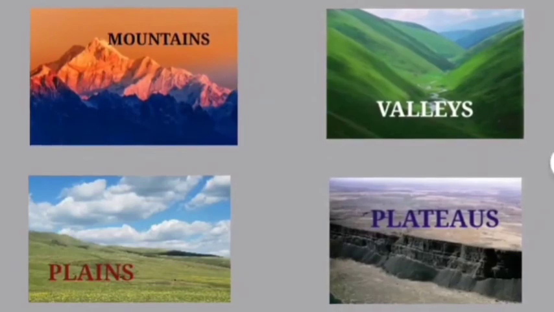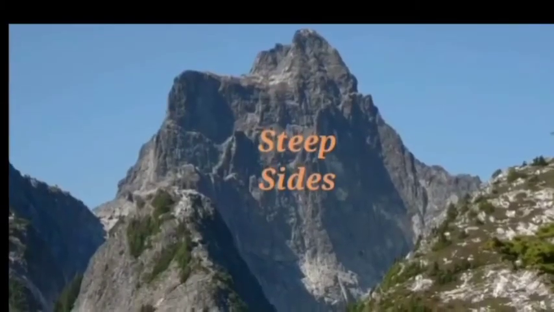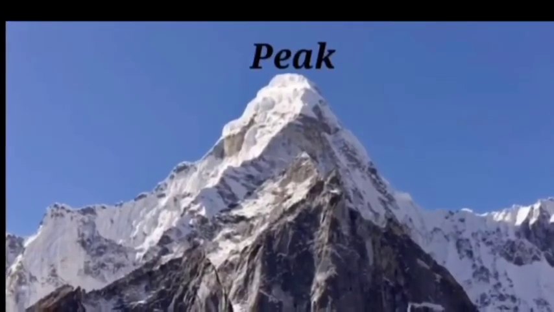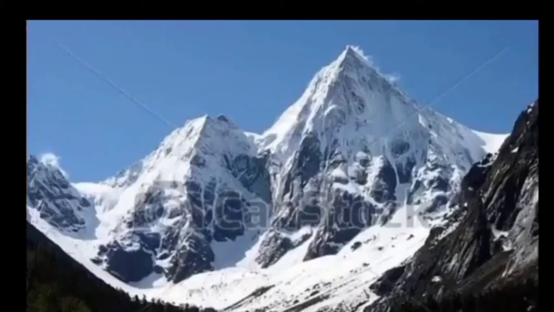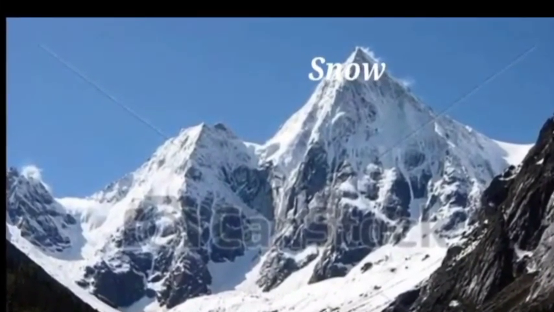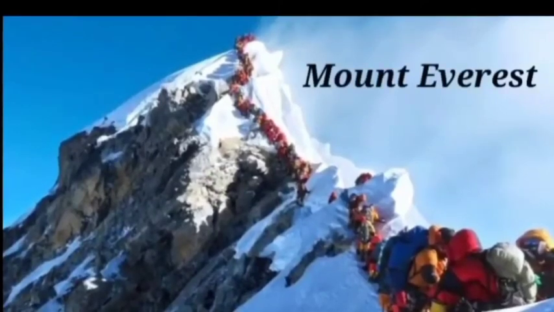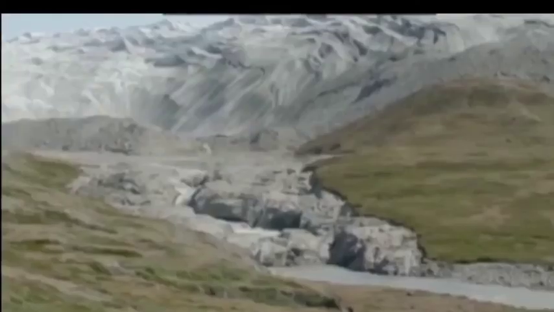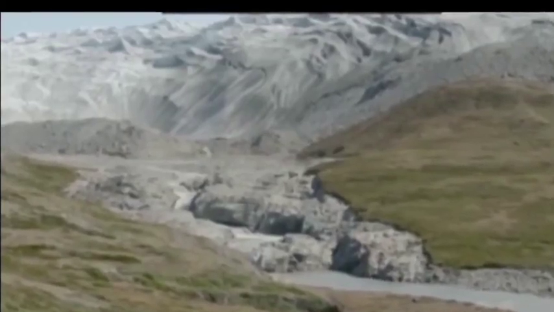What's a mountain? A mountain is a landform that is very high above the land, and it has steep sides and a pointed top, which is called the peak. The peak is covered with snow. The tallest mountain in the world is Mount Everest. The snow of the mountains comes together to form the supply of water, and they flow through many rivers.